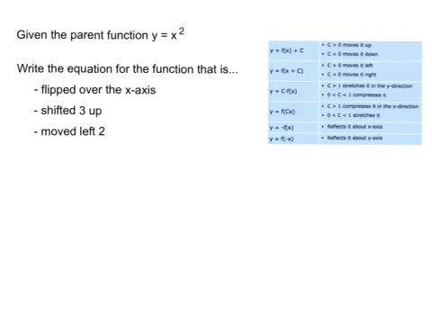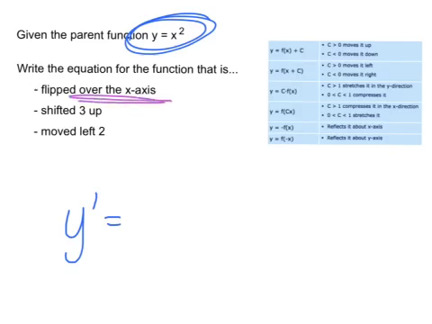Same thing with this function. Our parent function is y equals x squared, so we know it's a parabola shape. But let's see how we transform this. So we're going to have y prime equals. We're going to flip it over the x-axis. So we're going to have a negative sign out front. So we're going to have the negative.